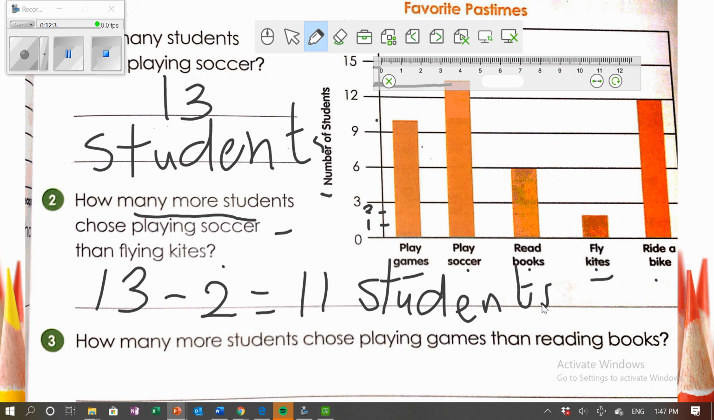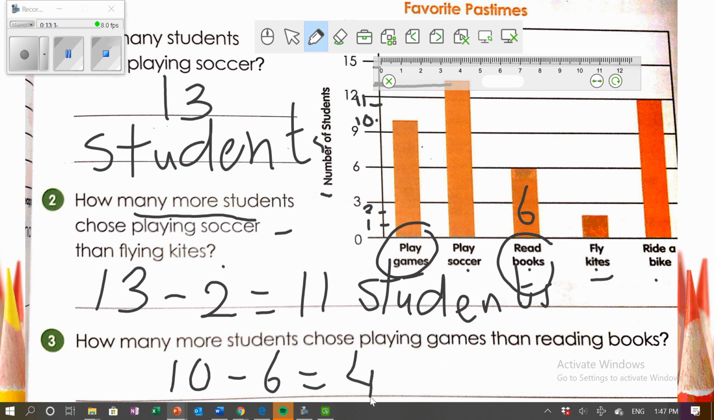Now, how many more students choose playing games than reading books? So I have to compare between two things, playing games, this one, and reading books. Reading books, I can see it's exactly on 6. Playing games, it's after 9, and it's closer to 9. But the number after 9 is 10, and here is 11. So playing games is 10, and reading books is 6. I have to find the difference. It's 10 minus 6. The answer will be 4. So I have 4 students.